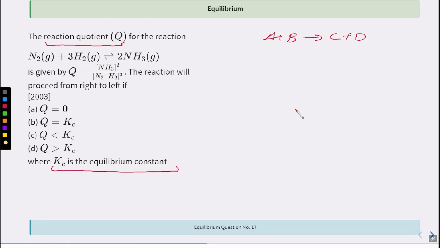Now, what happens is your reaction will start. Let us say at T equal to 0, your reaction starts. And let us say that it keeps going, and at T equal to T, the reaction attains equilibrium.